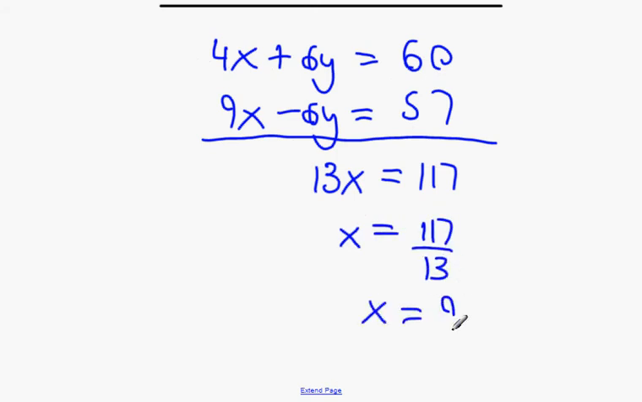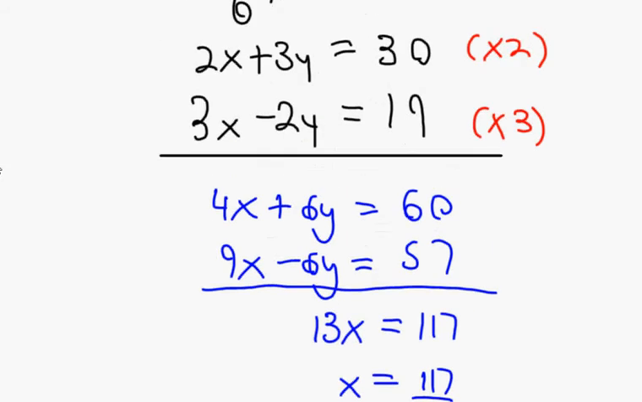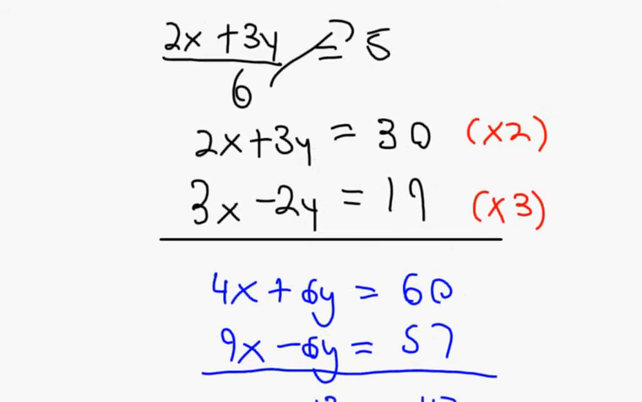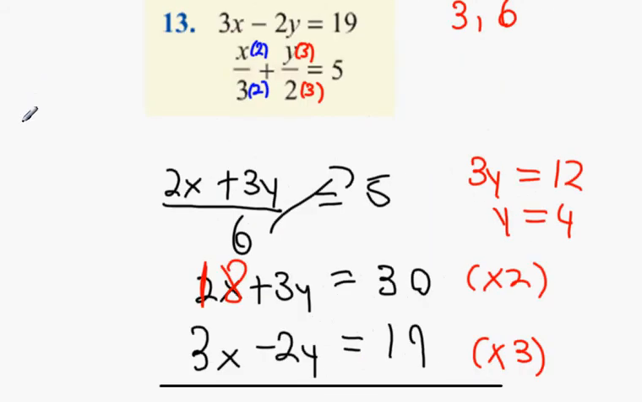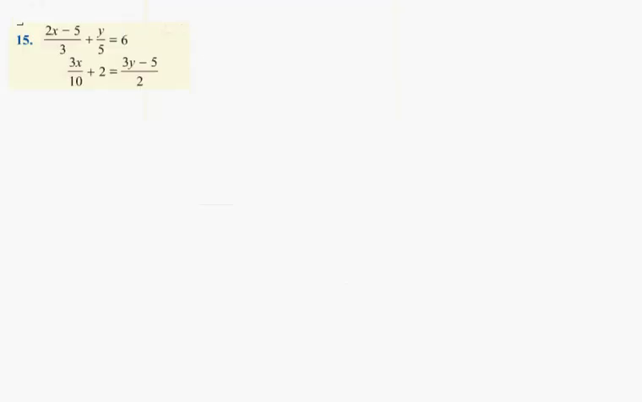Now, if x equals 9, we go back to the top and figure out what y is. If x equals 9, 2x is 18. 18 plus 3y is 30. This means that 3y has to be equal to 12. Y therefore is equal to 4. The two answers for that question are 4 and 9. How many people got that? 4 and 9? Okay, majority. Now, finally, this one here.